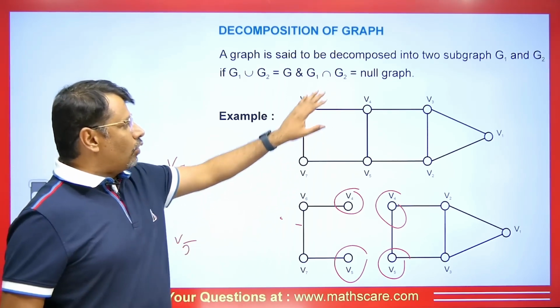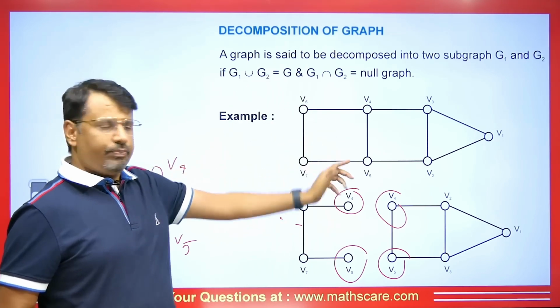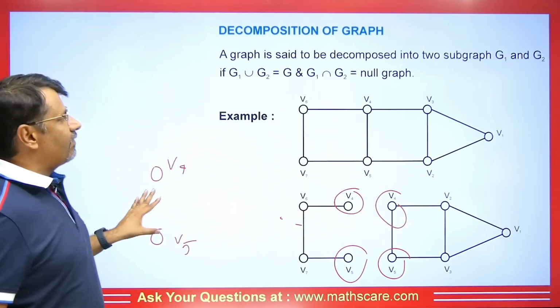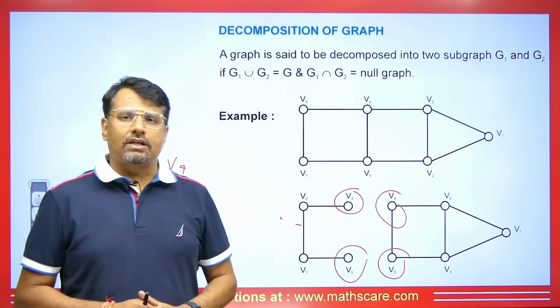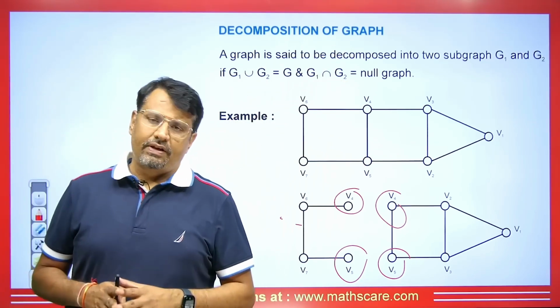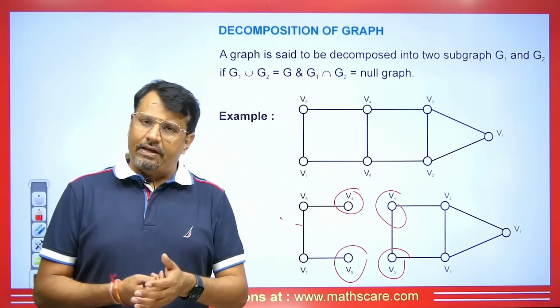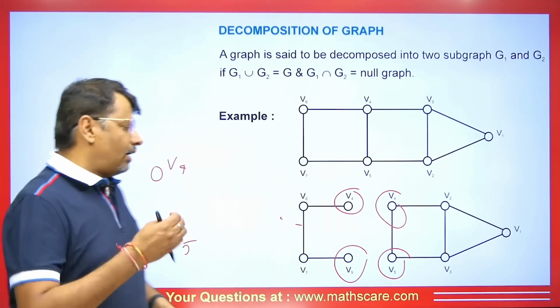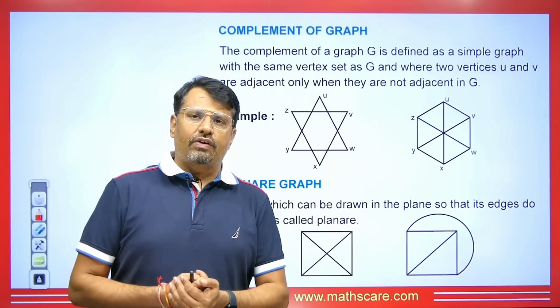By union of these two, the complete graph G is formed. On intersection, we have a null graph. This is the type of graph which is called decomposition of graph. This is a type of direct product only. Here the union is the complete set, and what is the intersection there? It is empty.